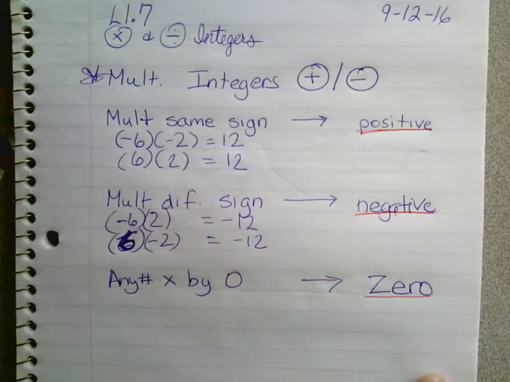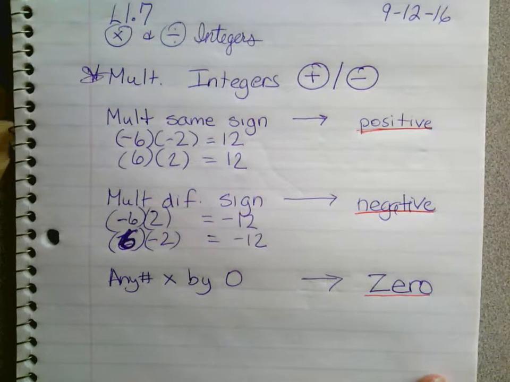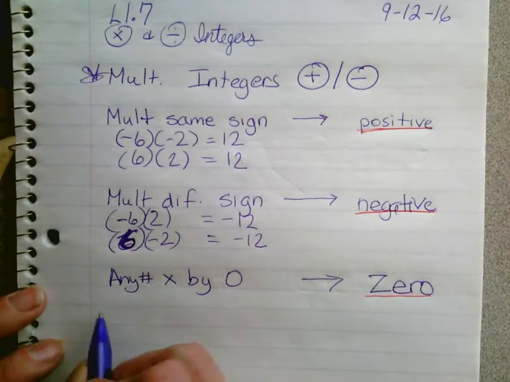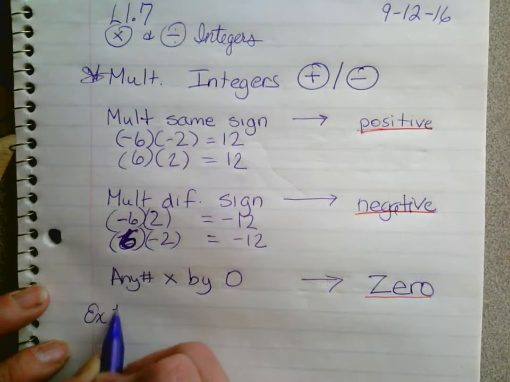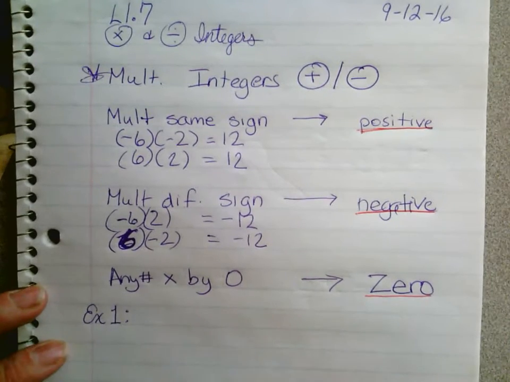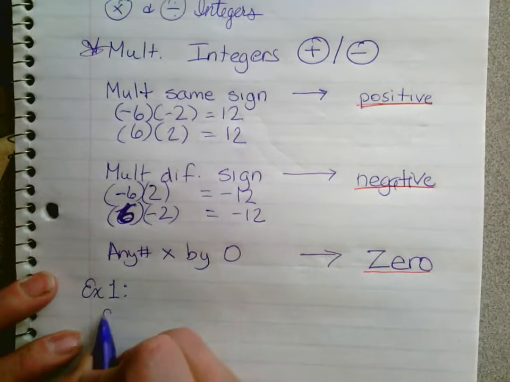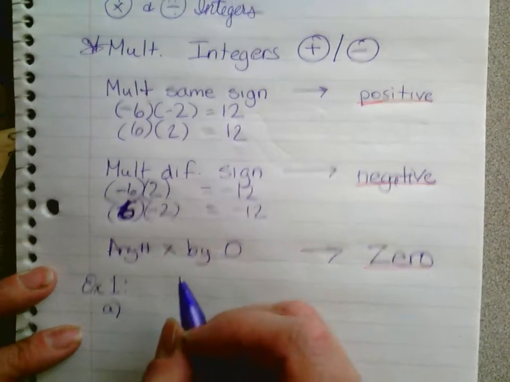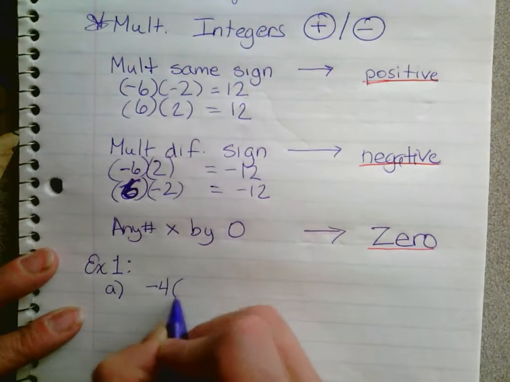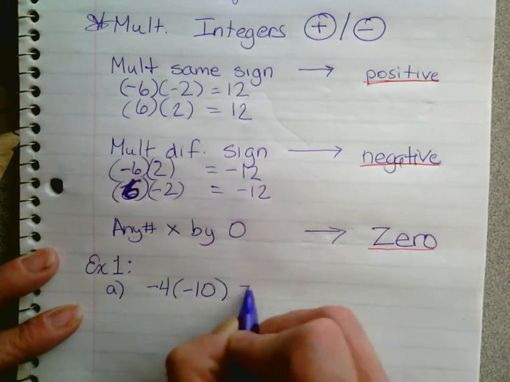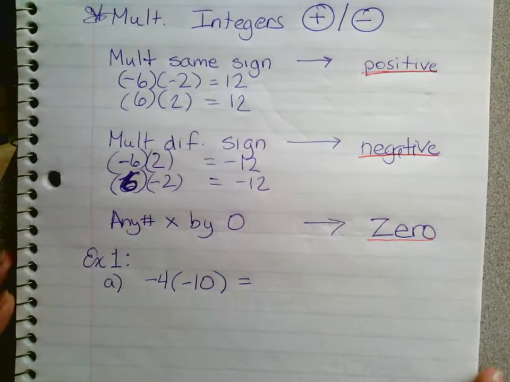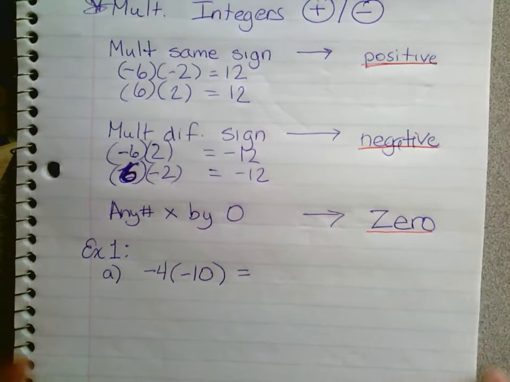Okay. So those are the 3 points we're going to encounter today. I want to practice some samples with example 1, and it'll look like this. These are mine, remember. -4 times -10. What do you think the result will be? -4 multiplied by -10. Emma?